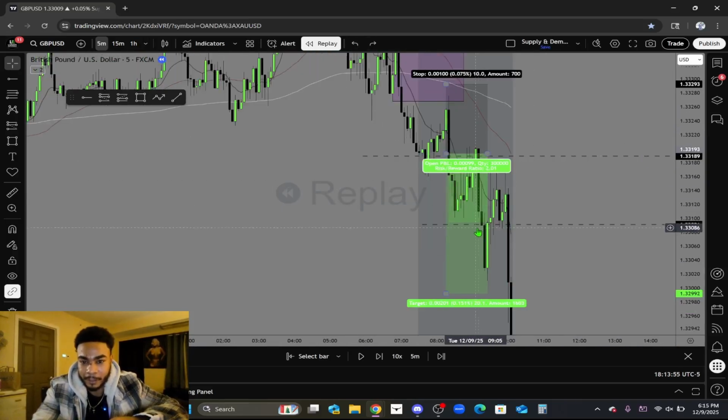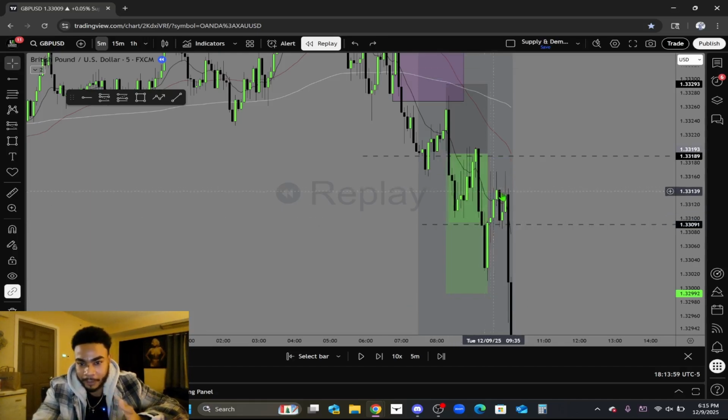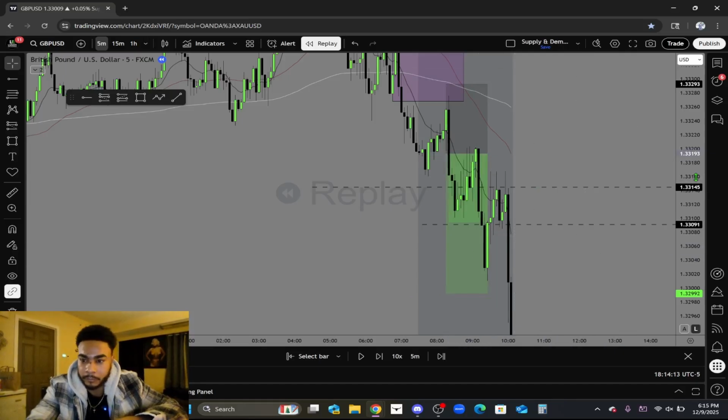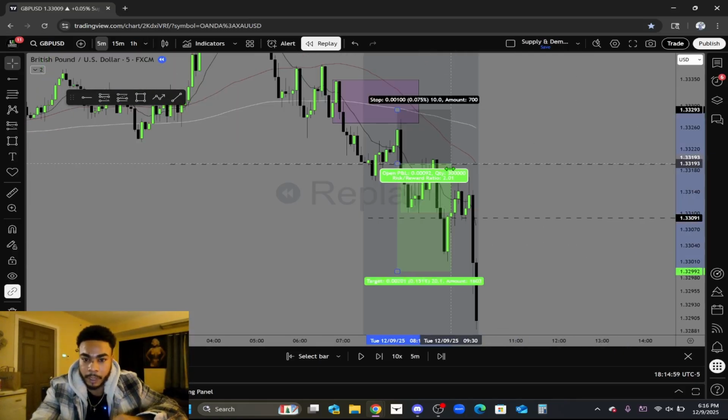I only made my 1 to 1 target. I closed out half, and then the other half got closed around this area. So I made a little bit less than my original 1 to 1 target, which sucks. But at the end of the day, we made some money. We beat the market, so I can't really complain. So yeah, that's what happened today. We still made some money.